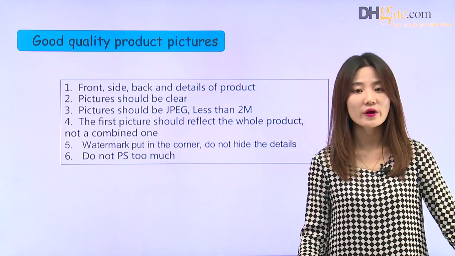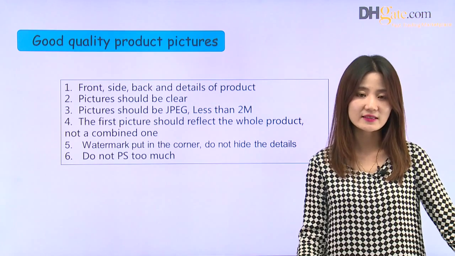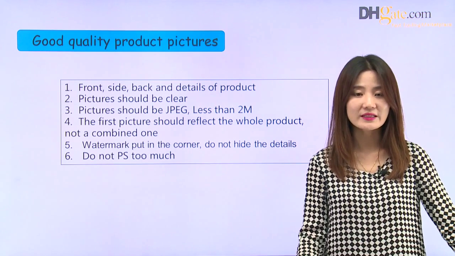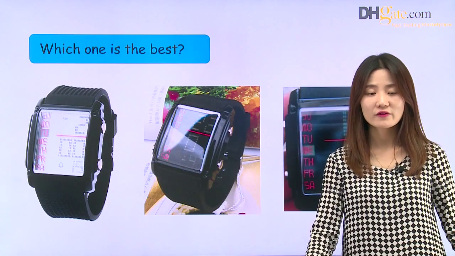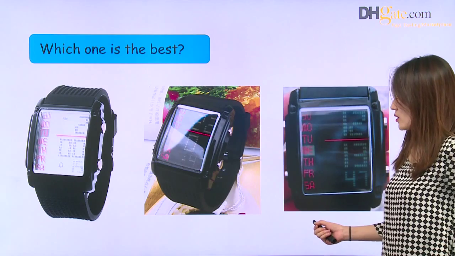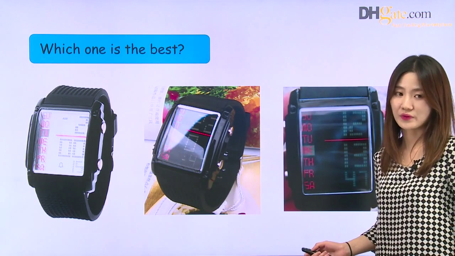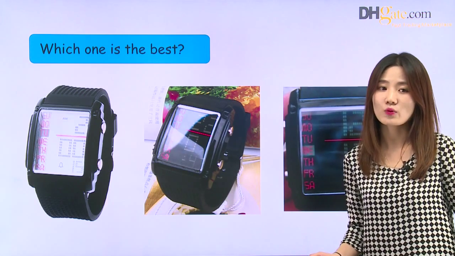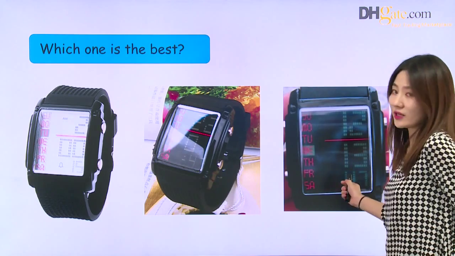In addition, when you take a photo of products, you'd better use natural light, and the background should be neat. White color is preferred. Let's look at the following pictures of a watch. Which one is the best? The answer is the first one, because the background of the second one is too messy and the third one is too dark.